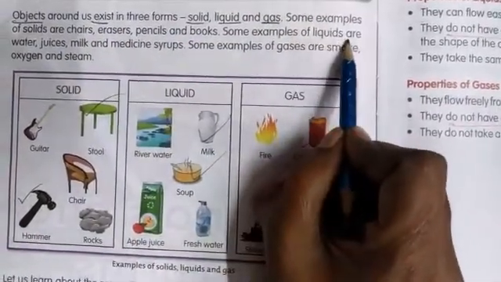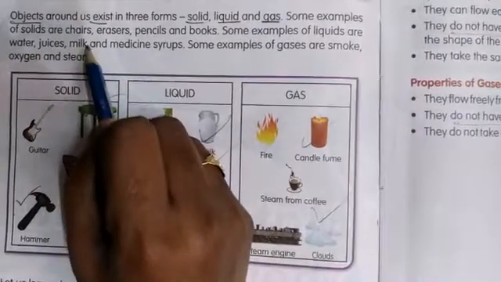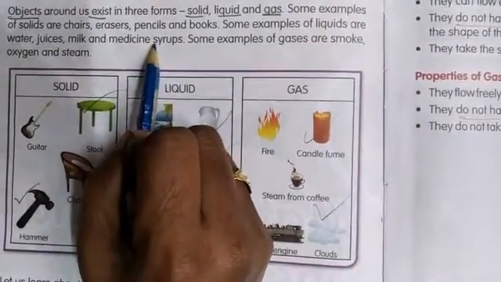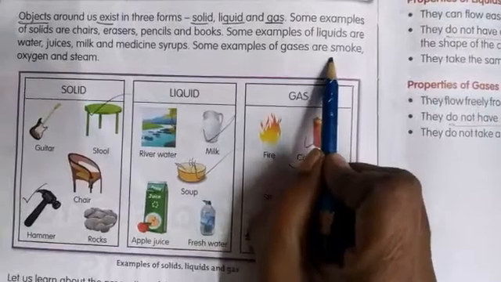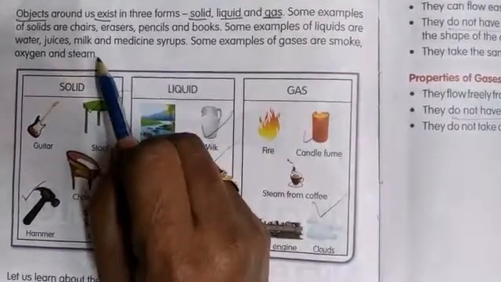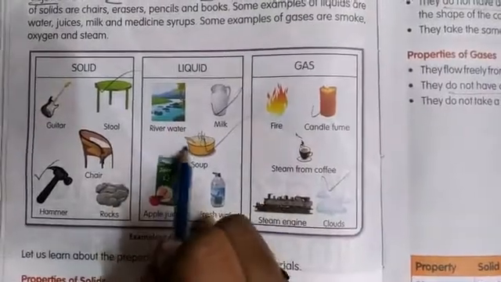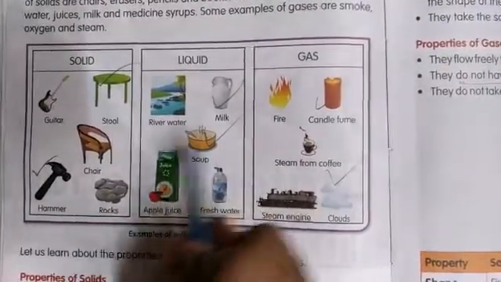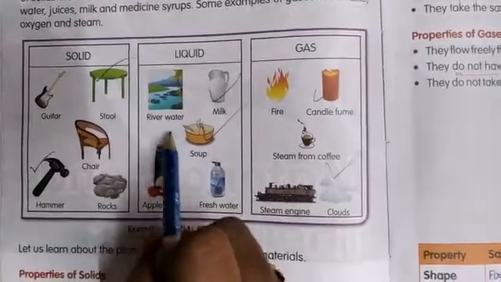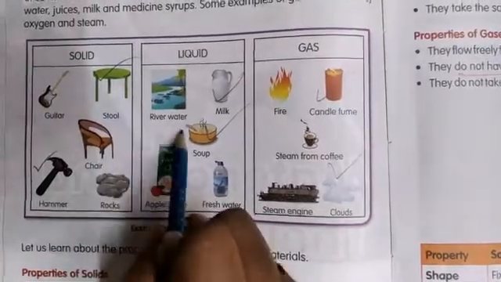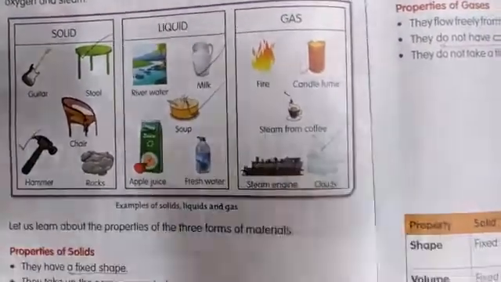Some examples of solids are chairs, erasers, pencils and books. And some examples of liquids are water, juices, milk and medicine syrups. And some examples of gases are smoke, oxygen and steam. And children, you are going to draw these figures in the plain side of your classwork. Draw all the three forms of material: solid, liquid and gas.